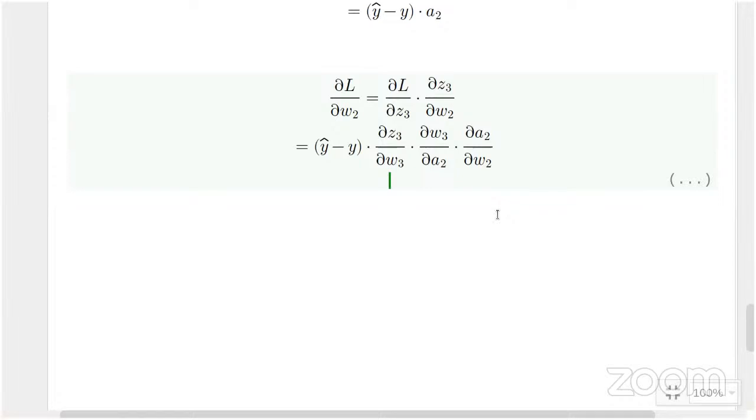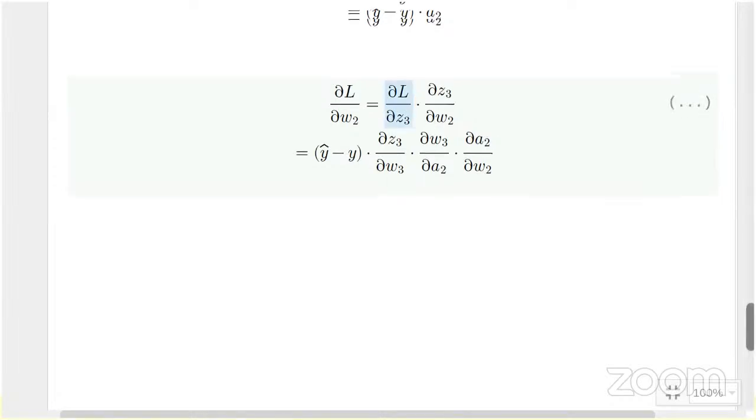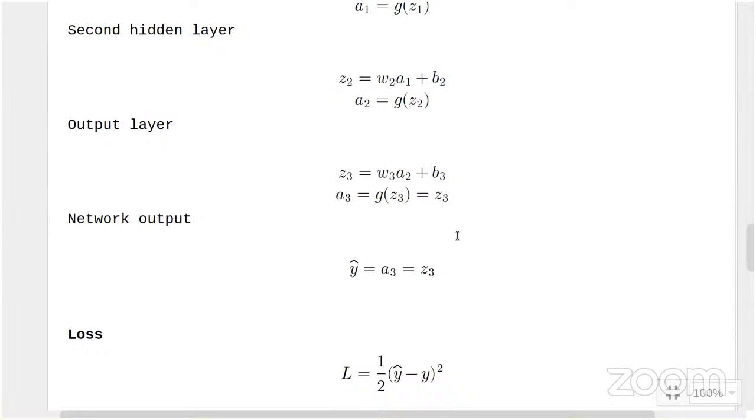Sir, I didn't get the first Y hat minus Y. How did you get that? That is dou L by dou Z3, right? Since Z3 is Y hat, it is just Y hat minus Y; this is dou L by dou Y hat in some sense. Okay. So I think it's better to consistently use A or Z. I think we're mixing up both a little.